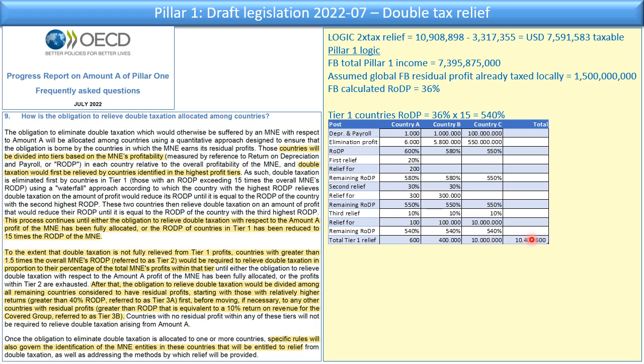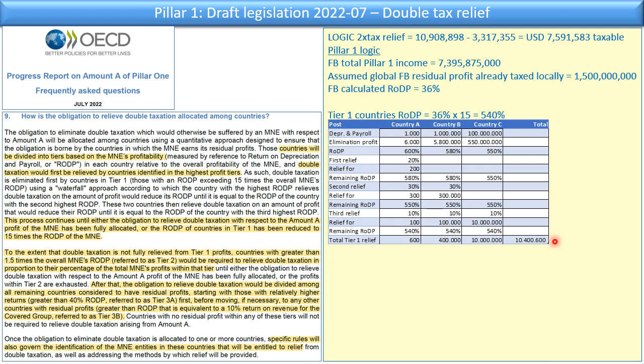So we've only given relief in Tier 1, in my example here, of 10.4 million. And I suspect that this will be the case in most countries, right? Because we are starting with the most profitable countries percentage-wise, right? And that probably will be a relatively small number of countries which will make 15 times more in the residual profit as calculated than the group does, right?